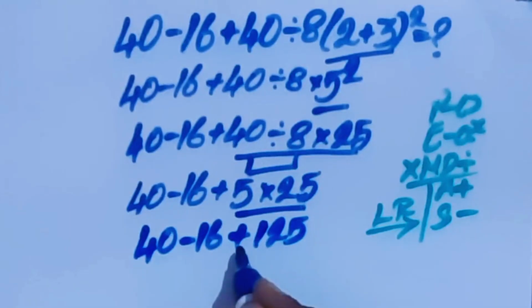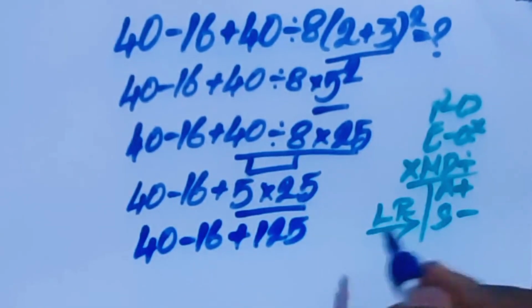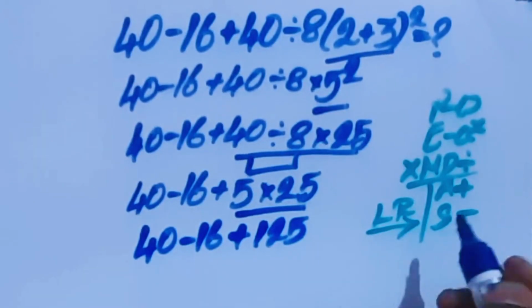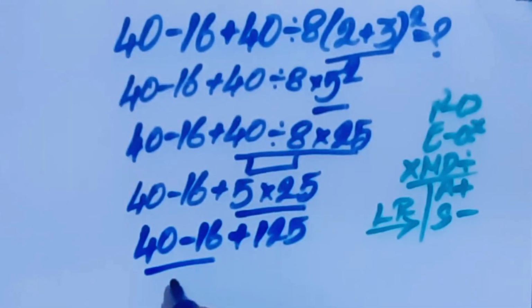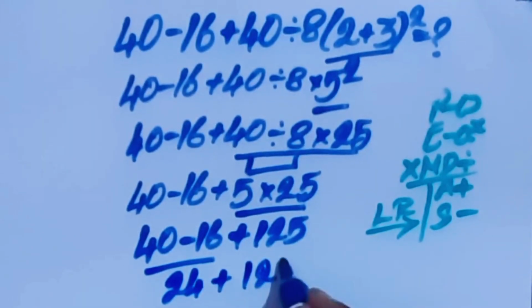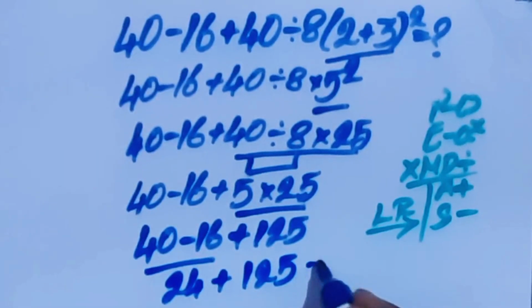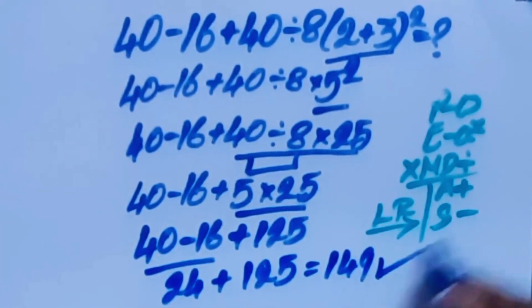Here we have subtraction and addition. Here both are equal priority. For this equal priority we have introduced this left to right rule. Here left to right is 40 minus 16. 40 minus 16 is 24, plus 125. Here 24 plus 125 is 149, is the right answer.